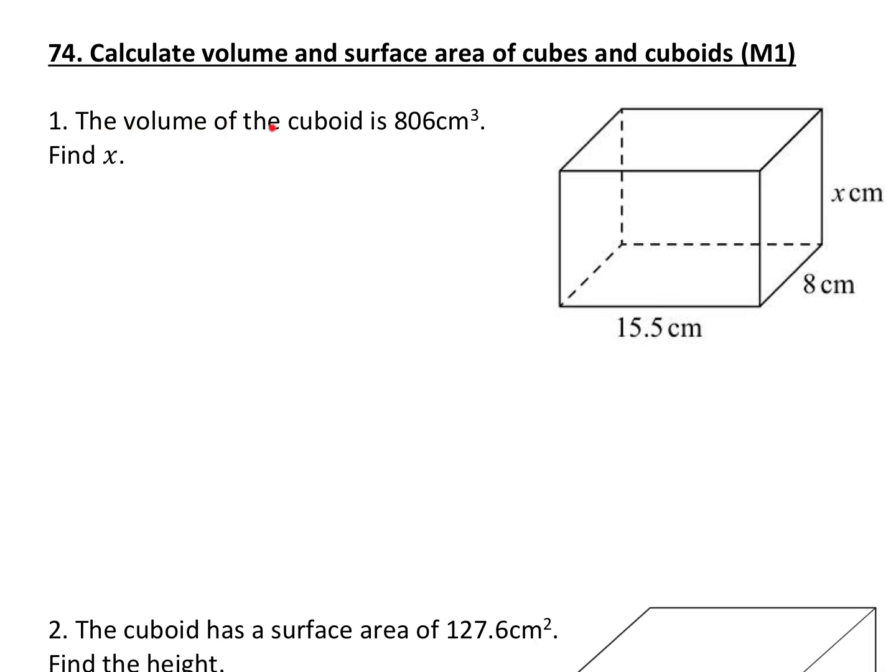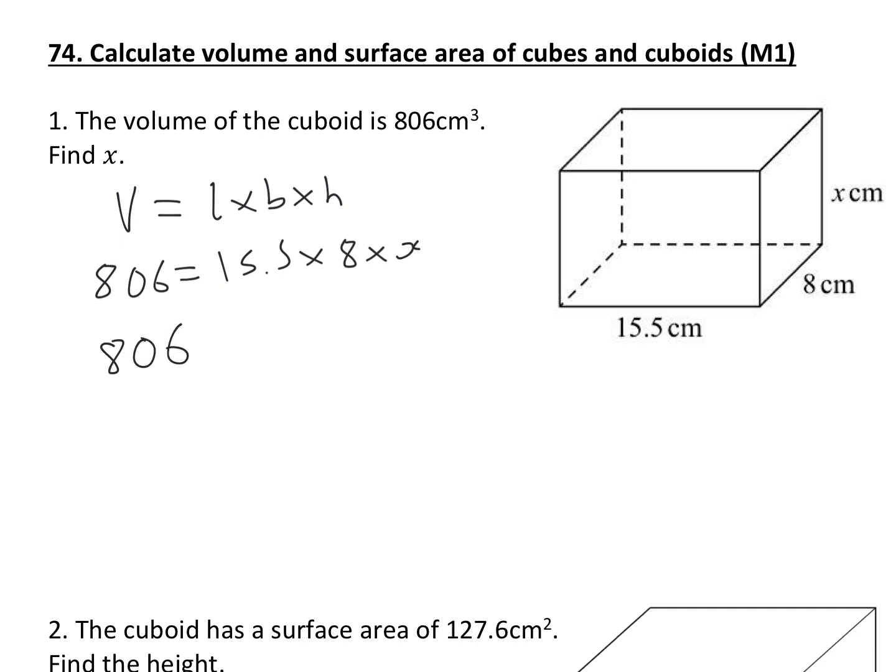Question says the volume of the cuboid is 806 centimeters cubed. Find x. So first of all, if they give you the volume of a cuboid, the formula for the volume of the cuboid is the length times the breadth times the height, the three dimensions multiplied together. In this question, we can change the V to 806. The length is 15.5, the breadth is 8, and the height, we don't know how high up it is, so we call that x.